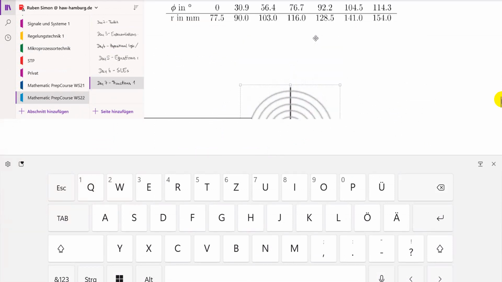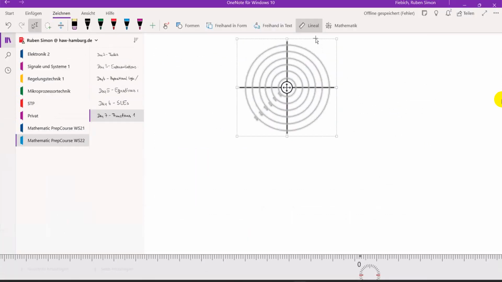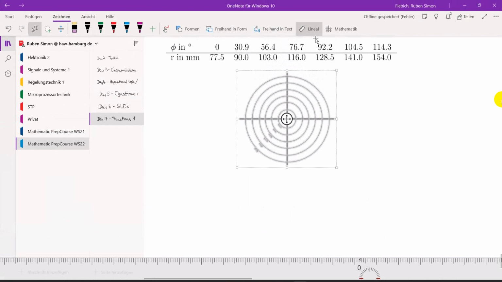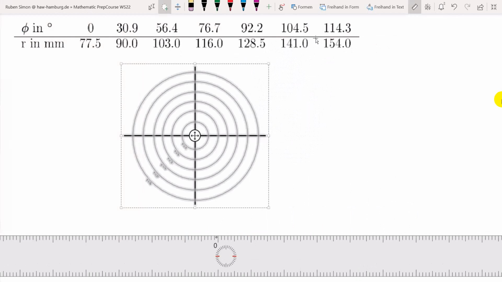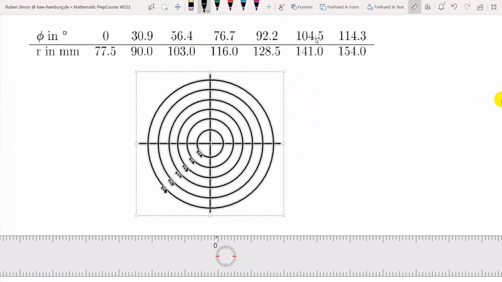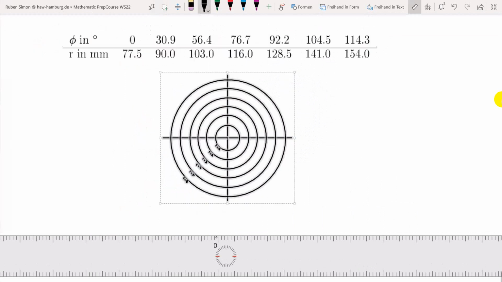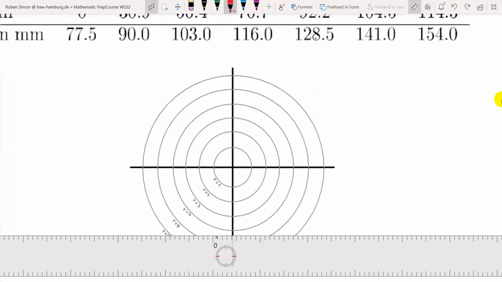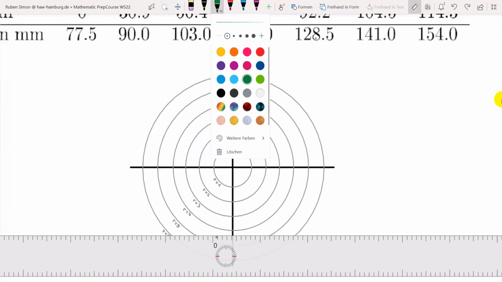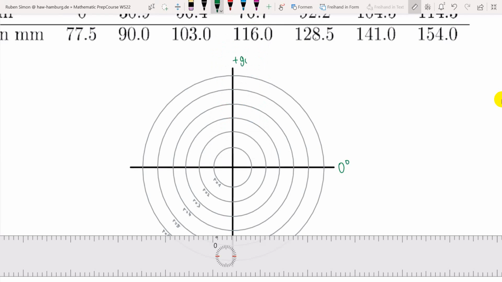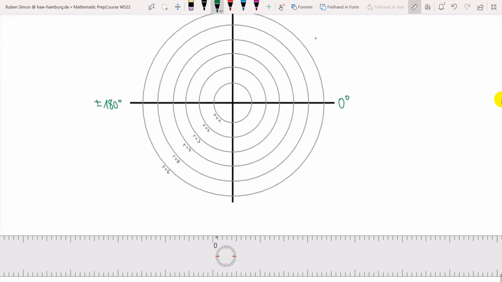All right, so this is the task, and this is our polar coordinate system. For those who don't remember anymore already, this was 0 degrees, this is plus 90 degrees, this is plus or minus 180 degrees, and down here this will be minus 90 degrees.